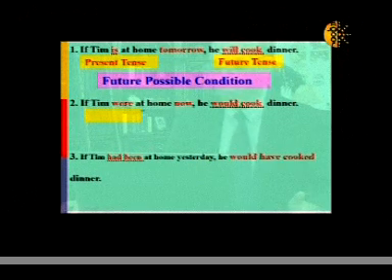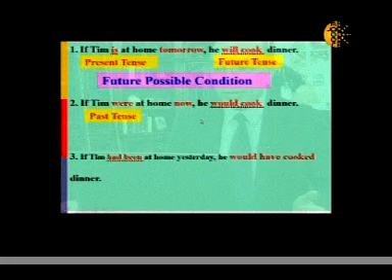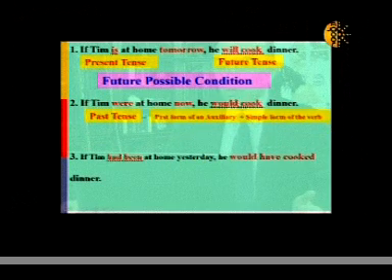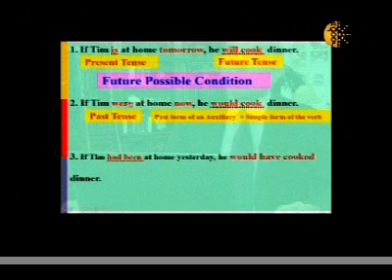If Tim were at home now, you would cook dinner. Now Tim is not at home. That's what's happening. So you use what? Past tense with present time now. But also you don't say if Tim was. You say if Tim were. So you use the plural form because the situation is unreal.